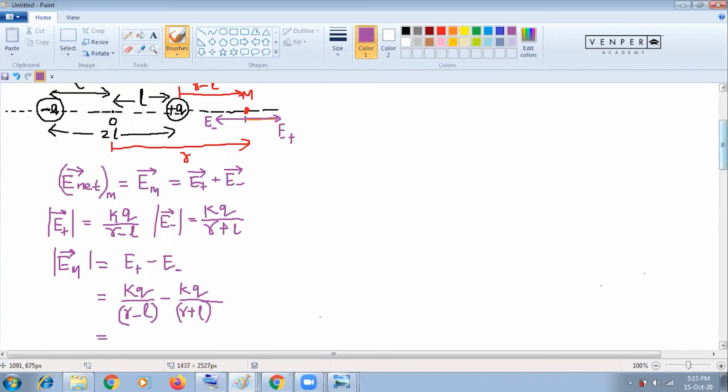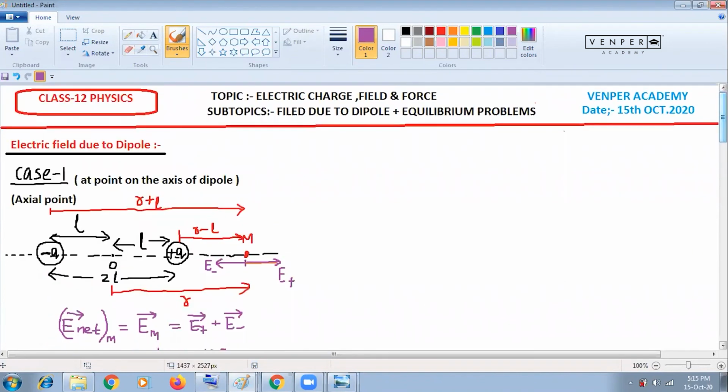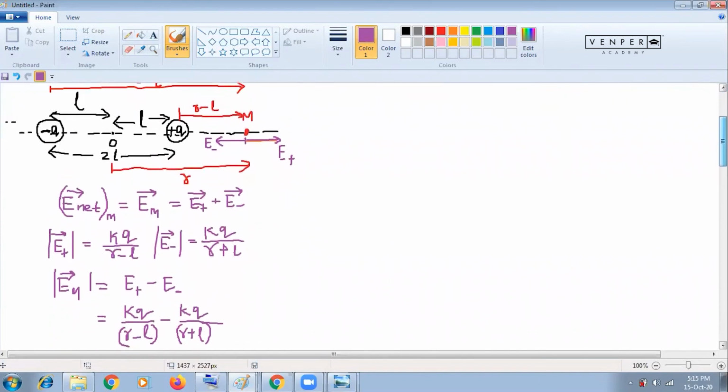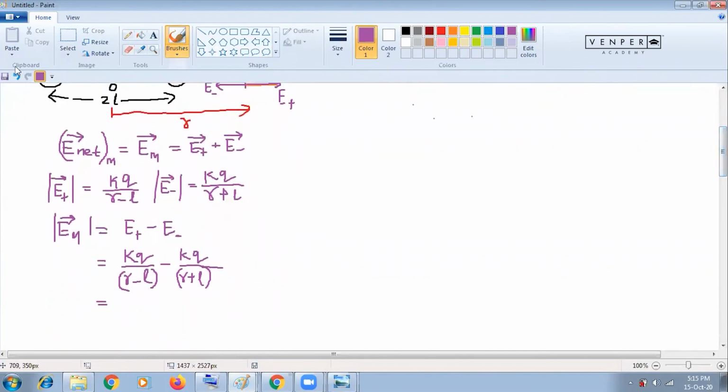I hope you are understanding, all of you. I should not go further down, I should go up. So this is the EM calculation. So this is your EM calculation. So this is the electric field at M. Electric field at M. Okay.